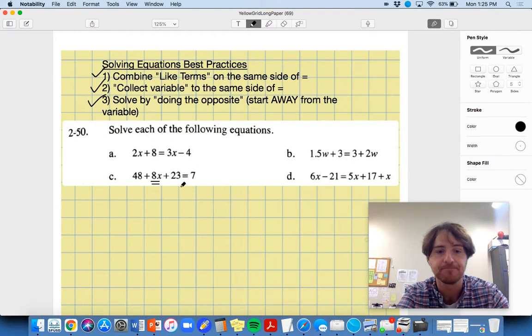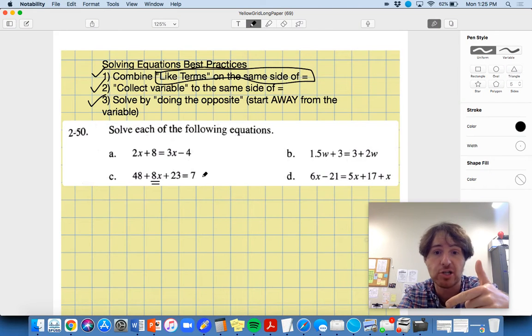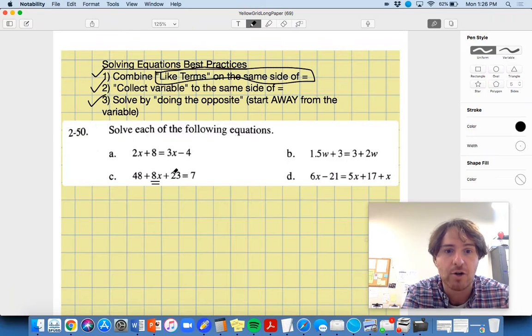Okay, part C. Let's check out part C here. We got to get x, right? X is right here. First step is something called combining like terms. We want to combine on the same side of equals. We just want to simplify our lives. This is 48, and we add 8x to it, and then we add 23 to it, it magically becomes 7, okay? Because that's what the equation is given to us. We have an equal sign here, okay? So if we're adding 48 to 8x, and we're also adding 23 to 8x, what are we really adding to 8x here, okay? That's why we want to combine like terms, okay?